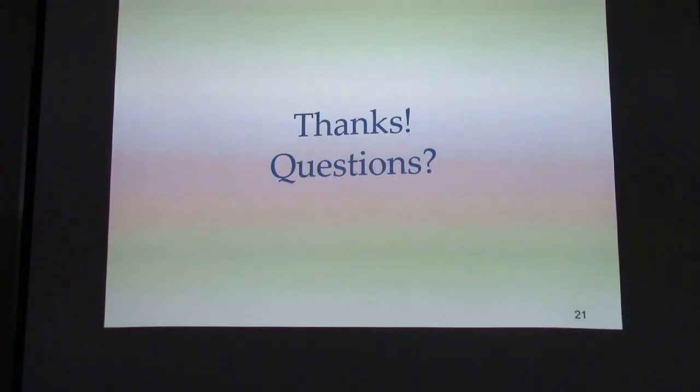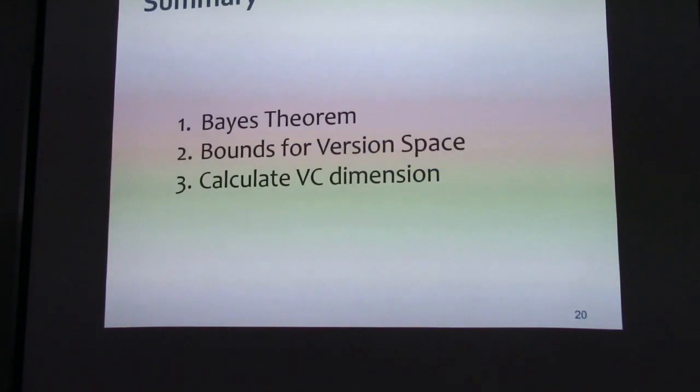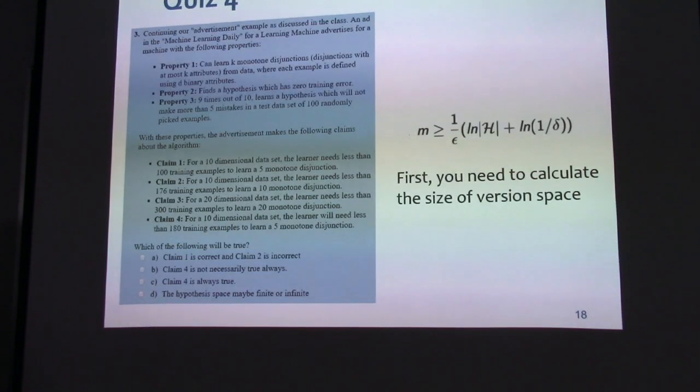Okay, question? Can I just ask a question about two questions back? That one. Yeah, so if I want to get H from that, am I using that 3 to the K plus 1, and K is the number of monotone disjunctions? How do you calculate H in that equation? Equation 3.